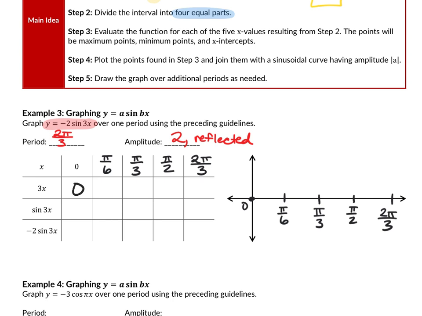0 times 3 is 0. Pi over 6 times 3 is 3 pi over 6. But 3 pi over 6 reduces to pi over 2. 3 times pi over 3 is just pi. 3 times pi over 2 is 3 pi over 2. And 3 times 2 pi over 3, 6 pi over 3, which is 2 pi. Okay.